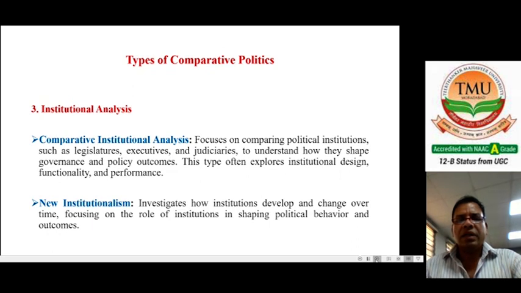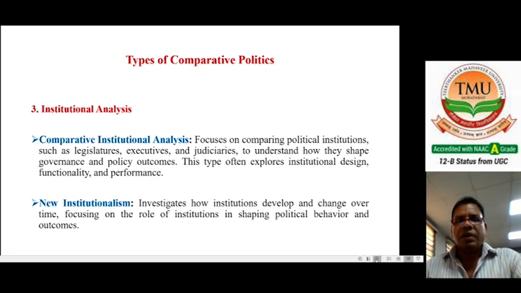Next is institutional analysis. When we're talking about institutional analysis, that is a type of comparative politics. Comparative institutional analysis focuses on comparing political institutions such as the legislature, executive, and judiciary to understand how they shape governance and policy outcomes. These types often explore institutional design, functionality, and performance. That is key in the types of comparative politics.